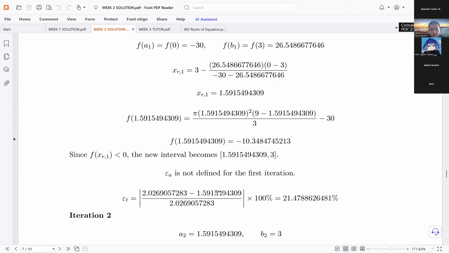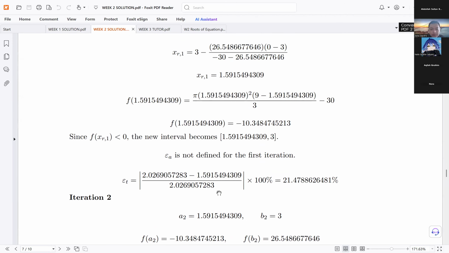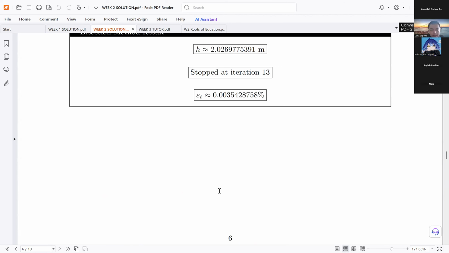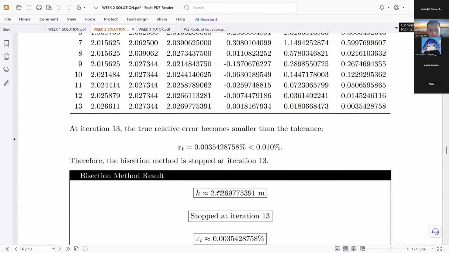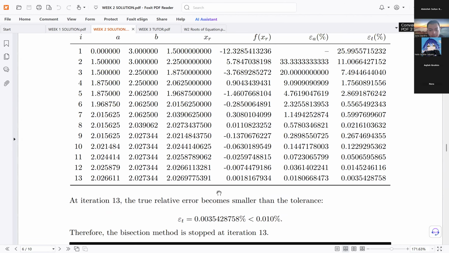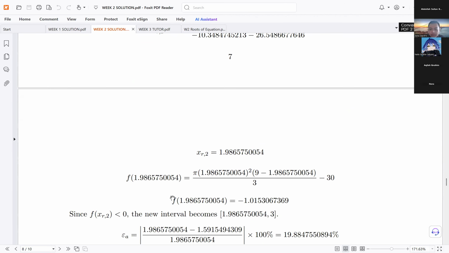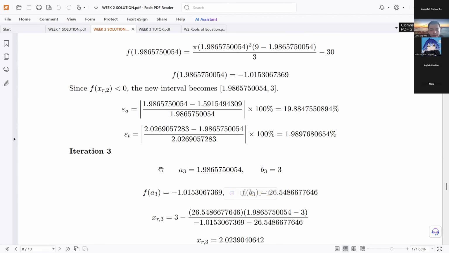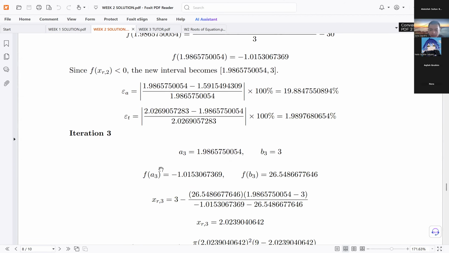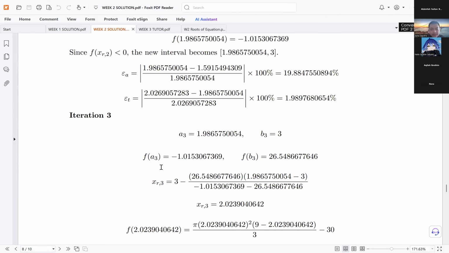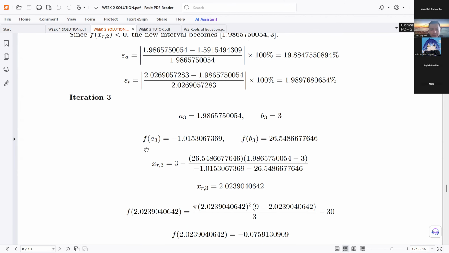And we just substitute into the formula of spherical tank volume, and we get the result, which is negative 1.01. And since this one is less than 0, the left side of the interval is changed to this new regula falsi point. For the third iteration, same like that. We just substitute. This is for my answer.